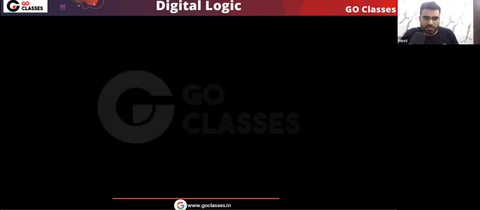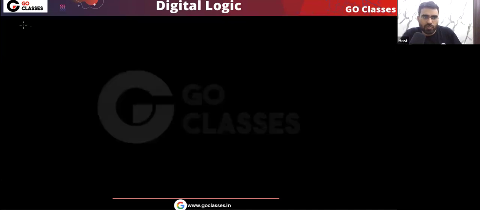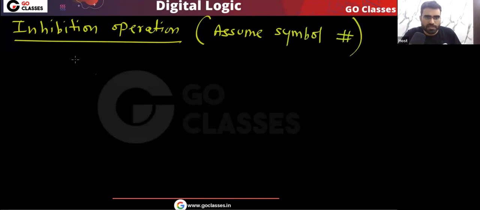Look at the definition of the inhibition operation. First, let me assume that the symbol is hash. The question has already given you the definition of the inhibition operation. This is a new operation we are defining. Assume that the symbol is hash. Okay, this is the symbol.